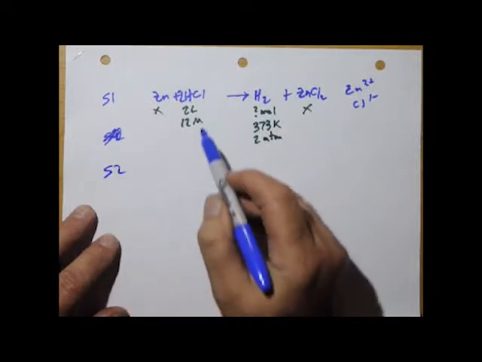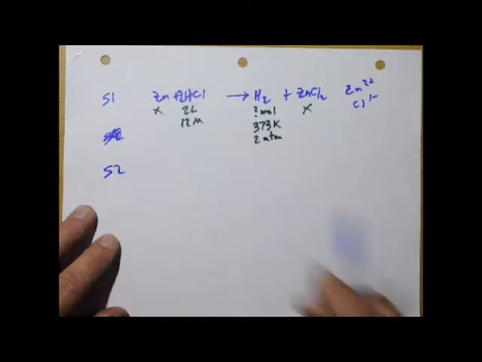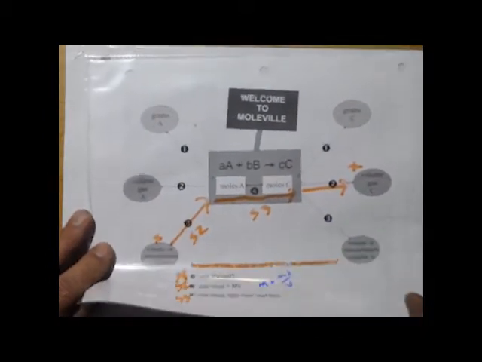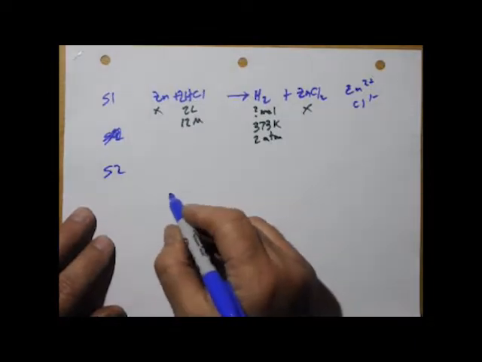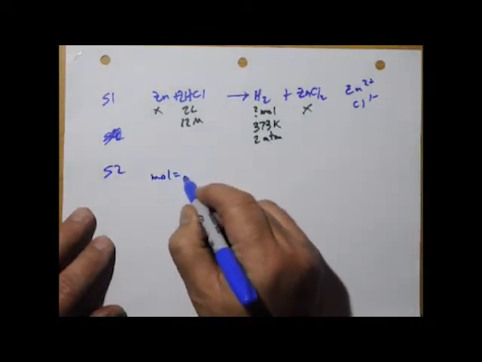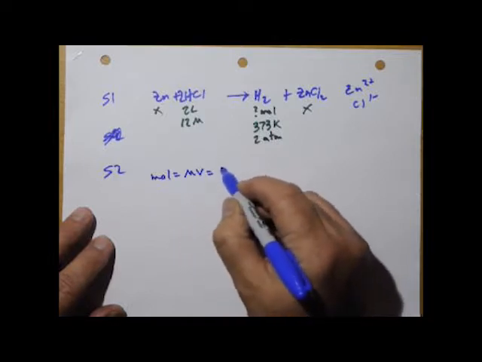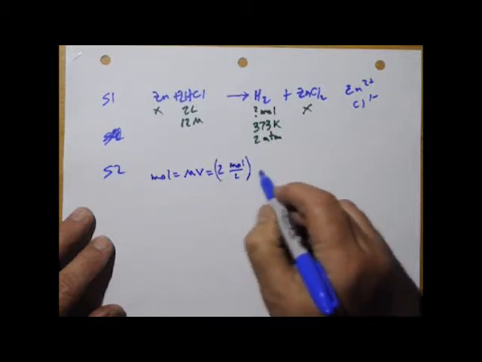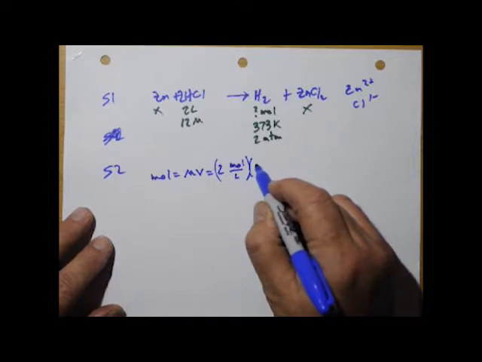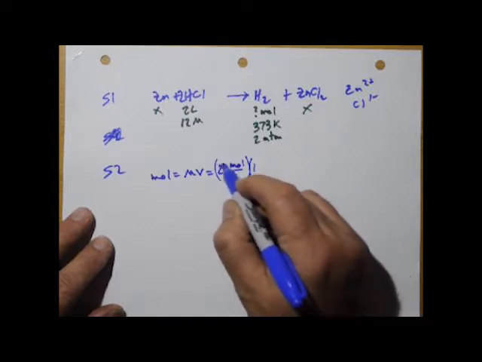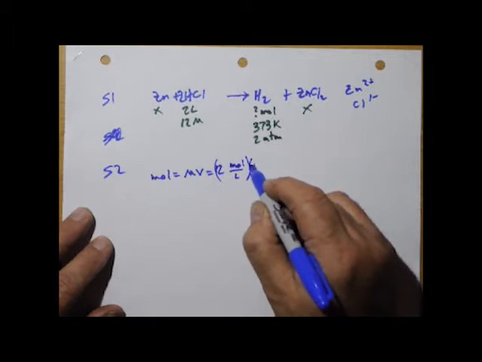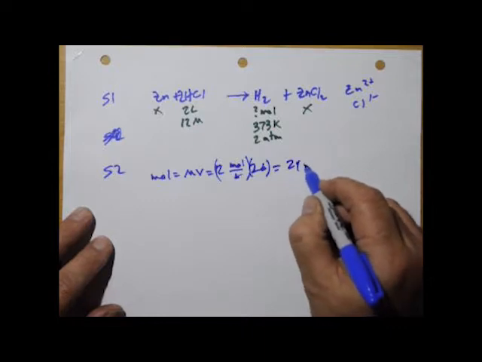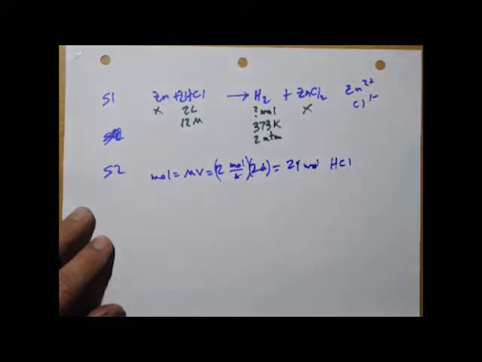Step 2 is we need to figure out how many moles of this we had. Right now we are here. So we need moles of HCl. And remember, moles is equal to molarity times volume. The molarity is 12. That's moles per liter. Remember, that's what molarity means. And we are at 2 liters. The liters cancel, you can check that out. We're left with 24 moles of HCl.